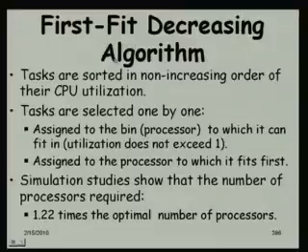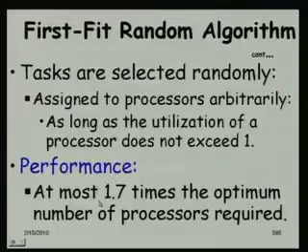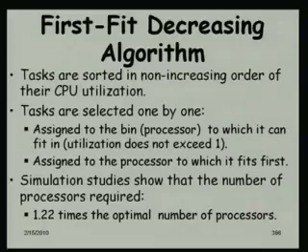The first fit decreasing algorithm: here the tasks are sorted in non-increasing order, selected one by one, and assigned to the processor to which it fits in. This performs worse as compared to the random algorithm. No, I am sorry. The first fit random is 1.7, and this performs much better compared to the random algorithm, taking 1.2 times the optimal number of processors.